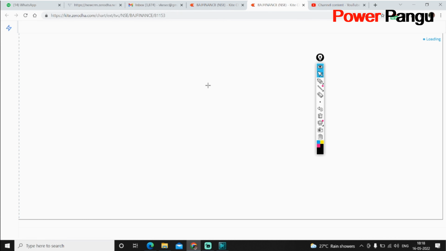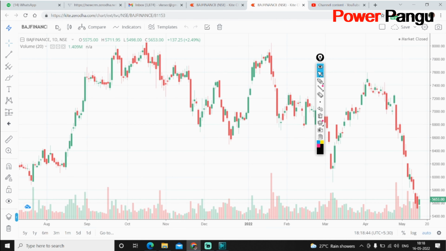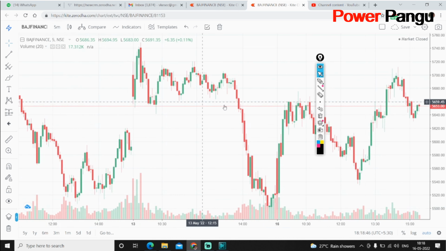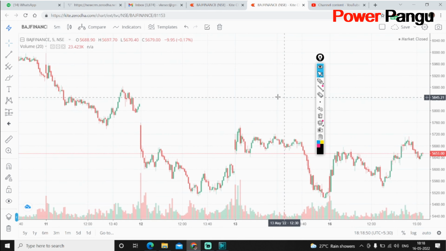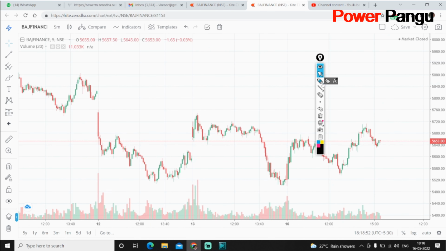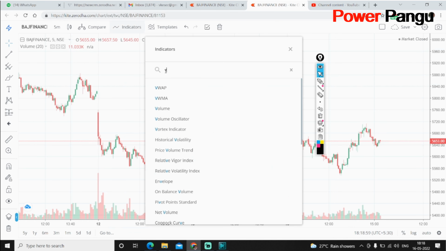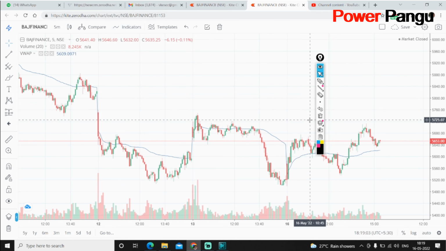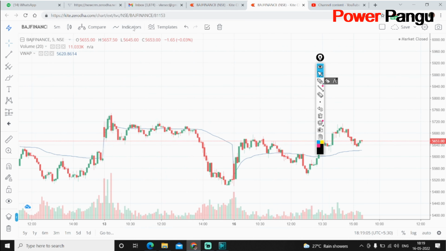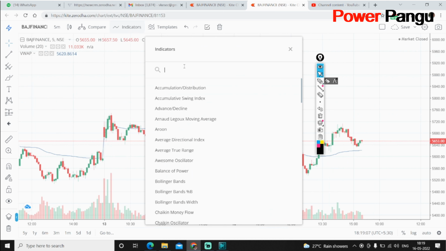Once you open this chart, you can change the time frame to 5 minutes. The first indicator that we've discussed is VWAP. We will load that. But before that, why 5 minutes? 5 minutes is the best time frame for intraday, so I've used 5 minutes. The first indicator will be VWAP, which is volume weighted average price. First we will load the indicators, then I will explain what these indicators do, how to take entry and everything.